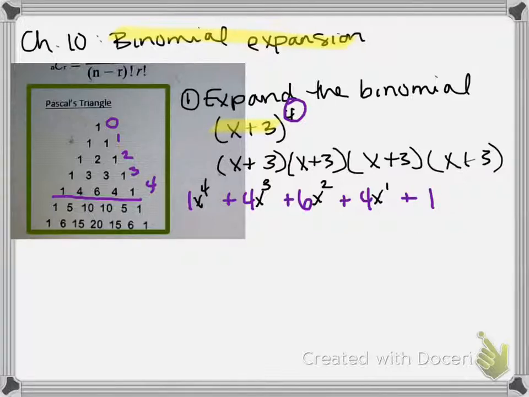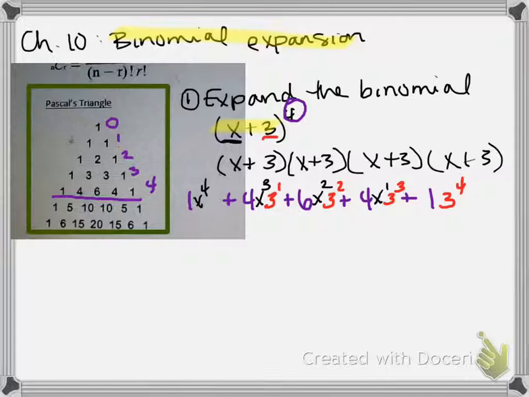Okay, so the x came from the first term in my binomial. Now I'm going to worry about the second term in my binomial, the 3. So 3 is going to go the opposite direction with powers. I'm going to have 3 to the 0 power, but I don't really have to write that. Then I'm going to have 3 to the first power, then 3 squared, then 3 cubed, and then 3 to the fourth.